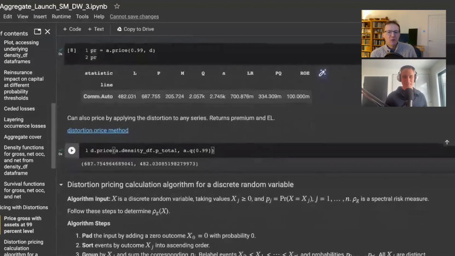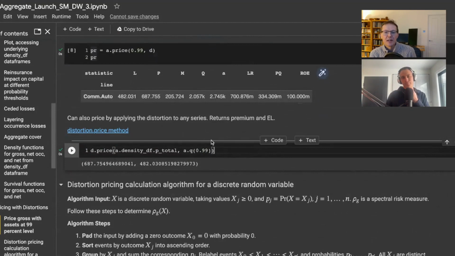You can also price from the distortion by just giving it the probabilities. And you can see you got the same number there, right? The 687.74549 is the same as the 687.755. And then you're giving it the assets explicitly as the second argument.